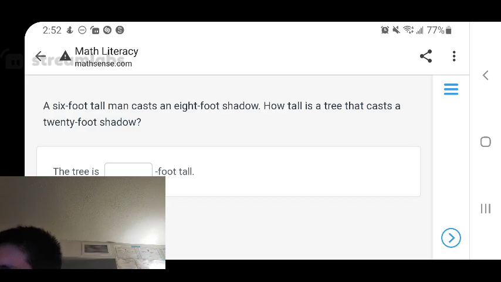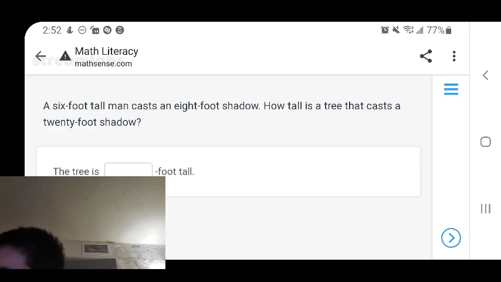So then you draw a tree. I don't want to draw a tree. Let's draw a line, 20 feet. Yep, 6-foot tall man casts 8 feet shadow, 20 feet tree. No, 20 feet shadow. So that's why I read the question. I'm trying to find x, which is how tall the tree is.